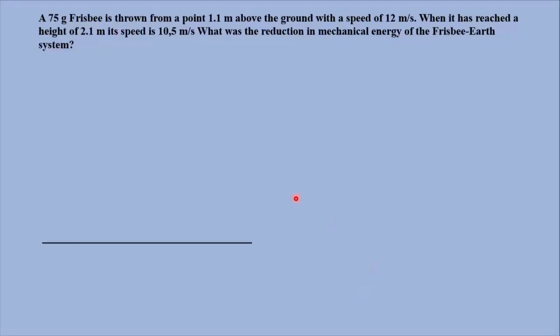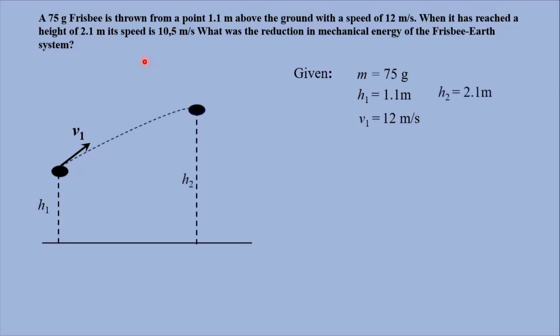Let us consider the following problem. A 75-gram Frisbee is thrown from a given point above the ground with given speed. When it has reached another height, its speed is given at this point. What was the reduction of mechanical energy of the Frisbee-Earth system?